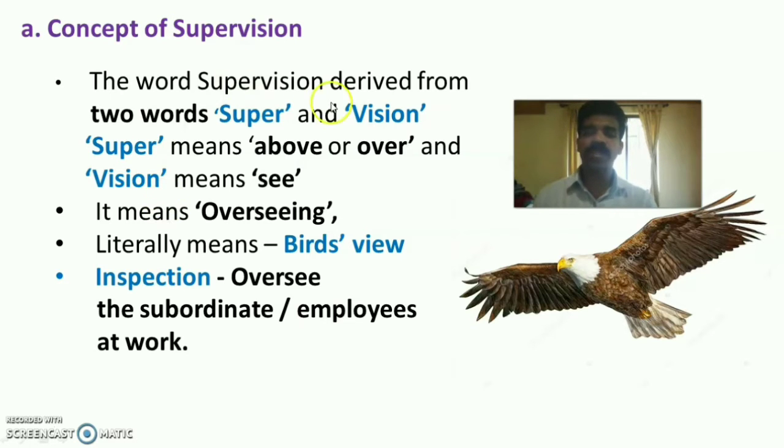Now let us see the concept of supervision. The word supervision is derived from two words, super and vision. Super means above or over, and vision means to see or visualize. Thus, in short, the meaning of supervision is overseeing. Literally, this can be meant as a bird's view. Always a bird will view from the top to the bottom. So supervision is the bird's view.